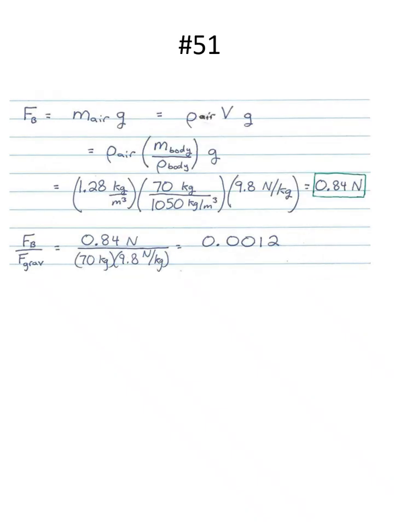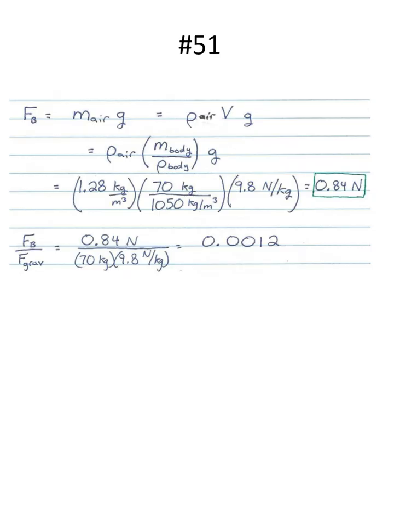Number 51, some buoyancy. A 70 kilogram parachutist whose density is 1050 kilograms per cubic meter is in free fall. Find the buoyancy force due to the air and compare with the parachutist's weight. All right, so normally we think of buoyancy as maybe something in a pool of water, but even the air around us, being a fluid, gives a buoyancy force. In fact, that is what makes helium balloons float.